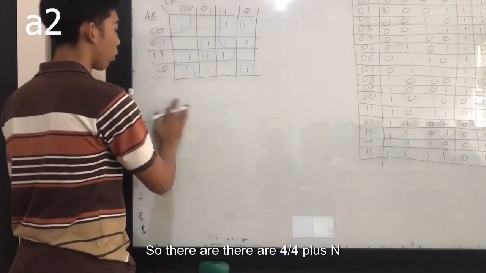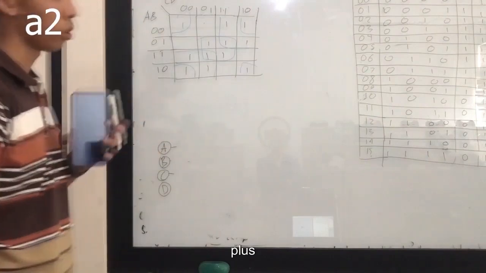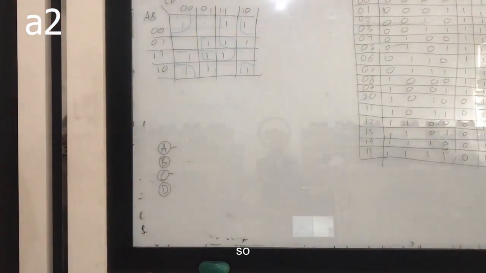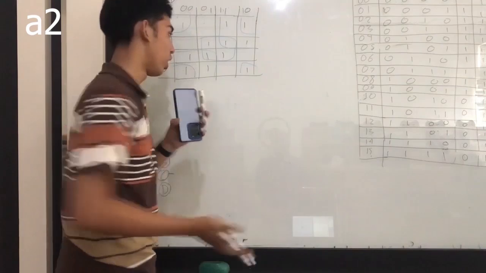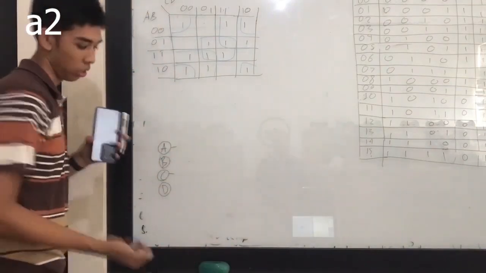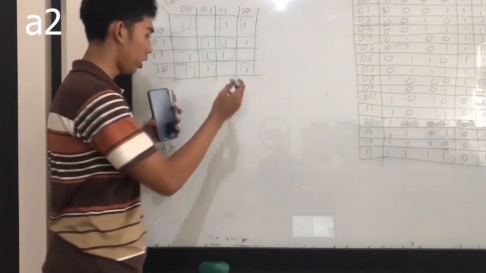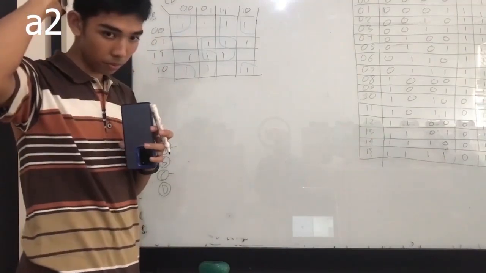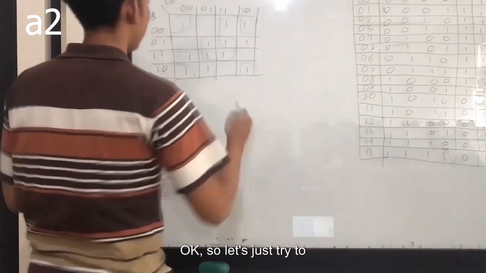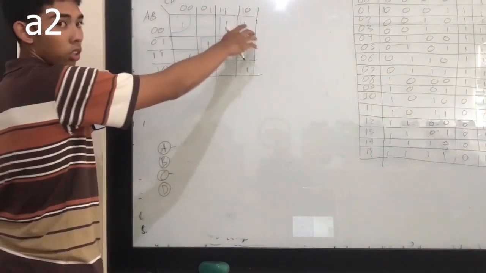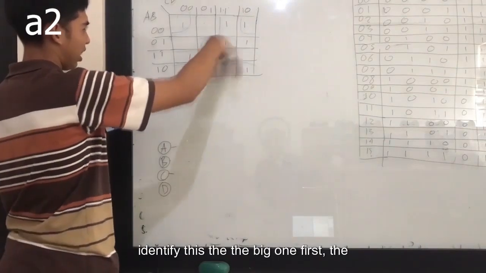That's 4 groups, so it means x plus y plus z plus c, just like that. So there are 4 terms ORed in our expression. So let's try to identify this. Okay, BD. Let's just try to identify the big one first.